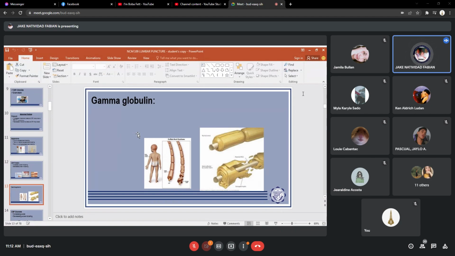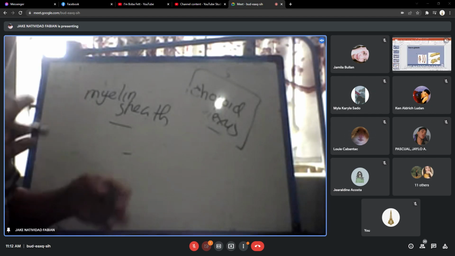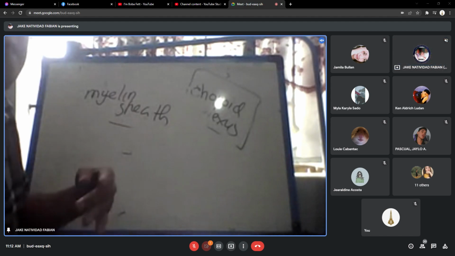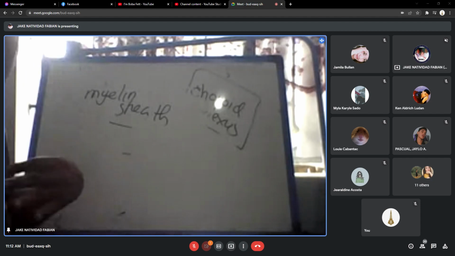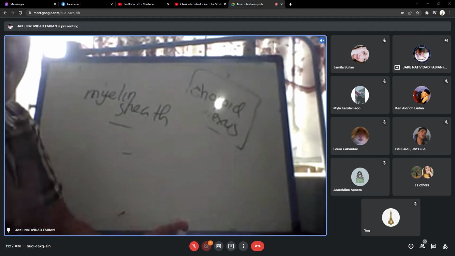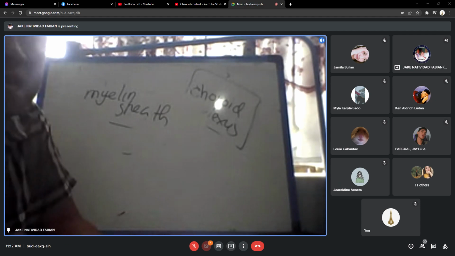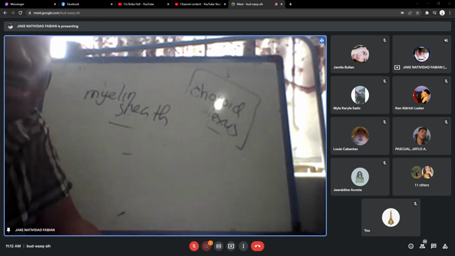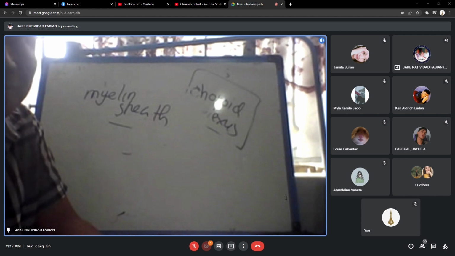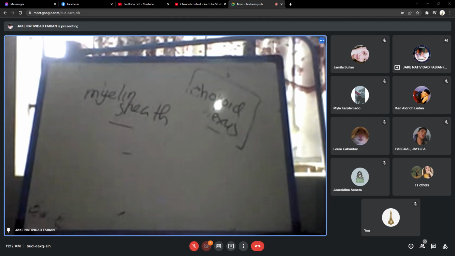What exactly is your myelin sheath? Your myelin sheath is the one that covers, that surrounds your nerve fibers, the nerve fibers of the brain and the spinal cord. It covers a healthy nerve fiber. But there are conditions that may destroy a healthy nerve fiber, that may destroy your myelin sheath. Particularly your multiple sclerosis.